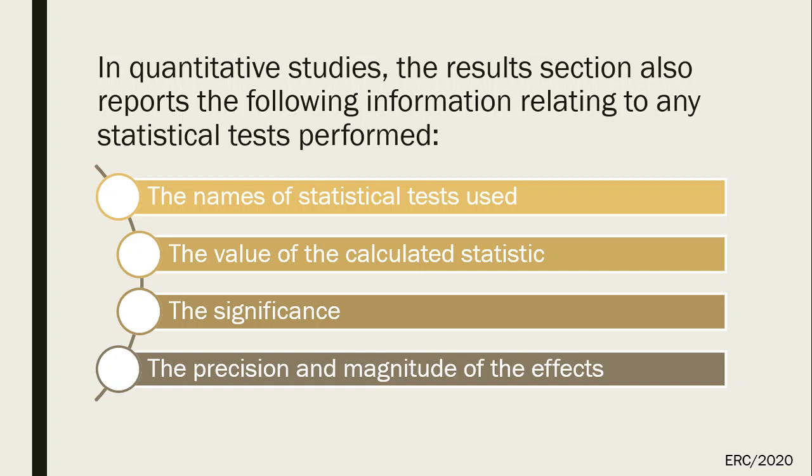Okay, in quantitative studies, the results section also reports the following information related to the statistical tests performed: the name of the statistical test used, the value of the calculated statistic, the significance, and the precision and magnitude of the effects. For the name of the statistical test used, a statistical test is a procedure for testing researchers' hypotheses and estimating the probability that the results are right.